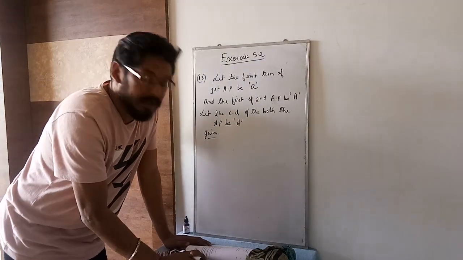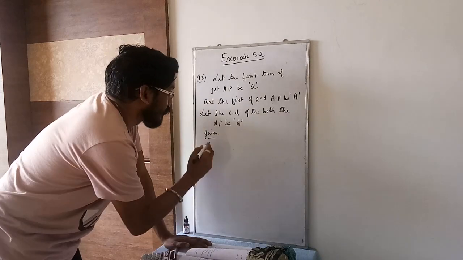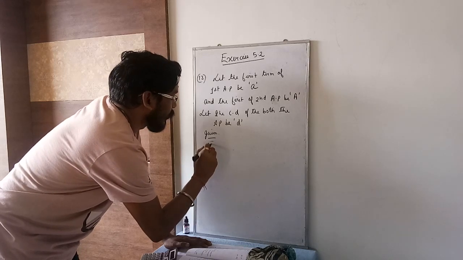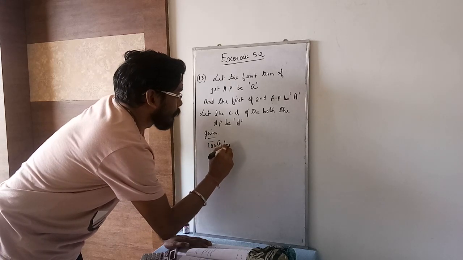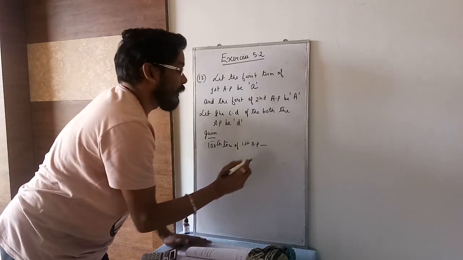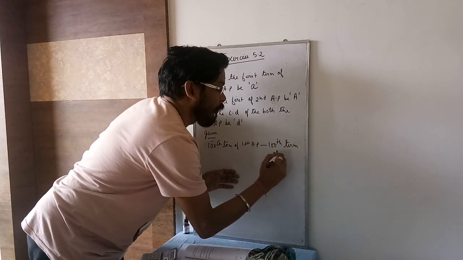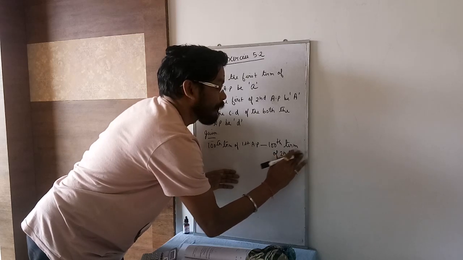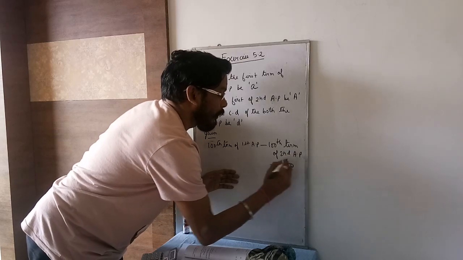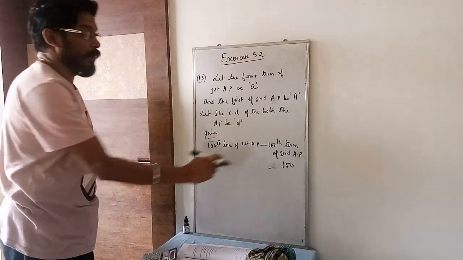the difference between their 100th terms is 100. So the 100th term of the first AP minus the 100th term of the second AP equal to 100. The difference between their 100th terms is given as 100.